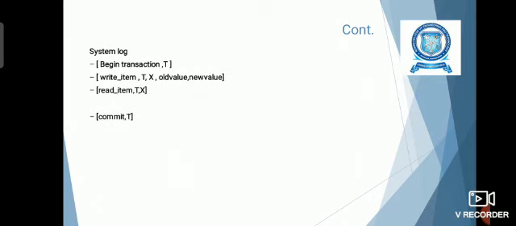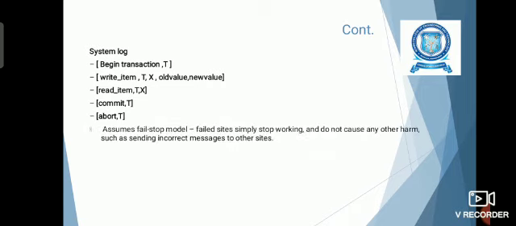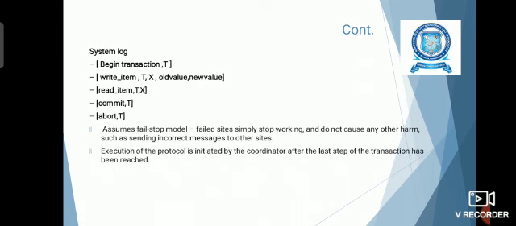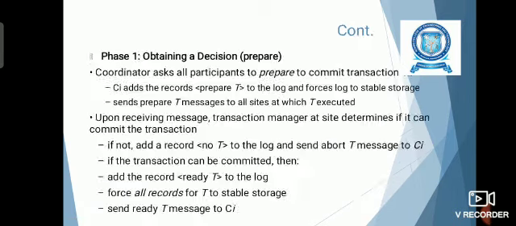Now let us see one example for the system log. A transaction starts its operation. It is writing the data item, writing the new value by replacing the old value, and reading the data item. The transaction commits, the transaction aborts. So when a transaction aborts, the operations will be recorded into the system log.